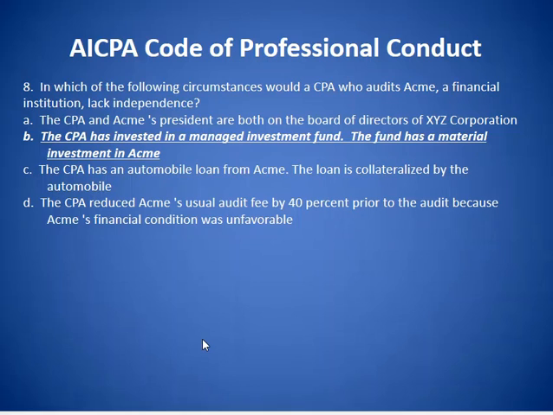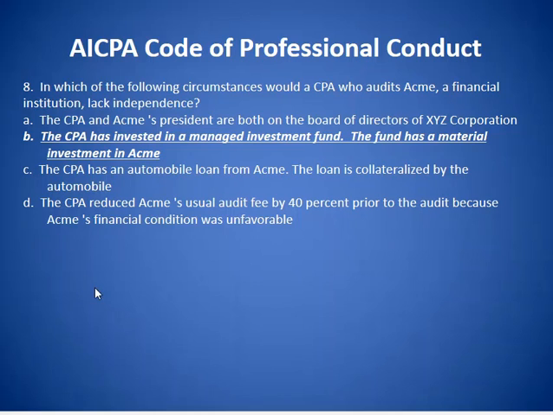We take a look at the items that we didn't select. We take a look at A, and it says the CPA and ACME's president or CEO, if you will, are both on the board of directors of XYZ, which is a non-client entity. So both these members are providing fiduciary type of assistance to XYZ Corporation on the board of directors, but this doesn't impair the CPA's independence because there is no relationship in this case other than both being separate members on a board.